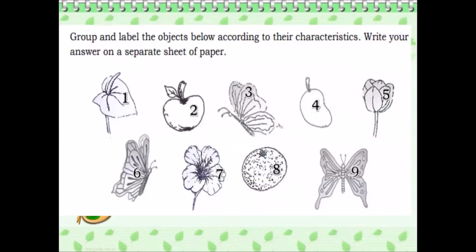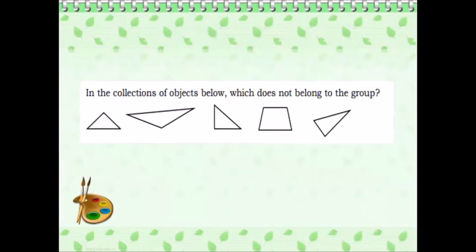So the learners will group and label the objects below according to their characteristics. Write your answer on a separate sheet of paper. Observe the given figures and arrange or group them according to their characteristics. In the collection of objects below, which does not belong to the group?